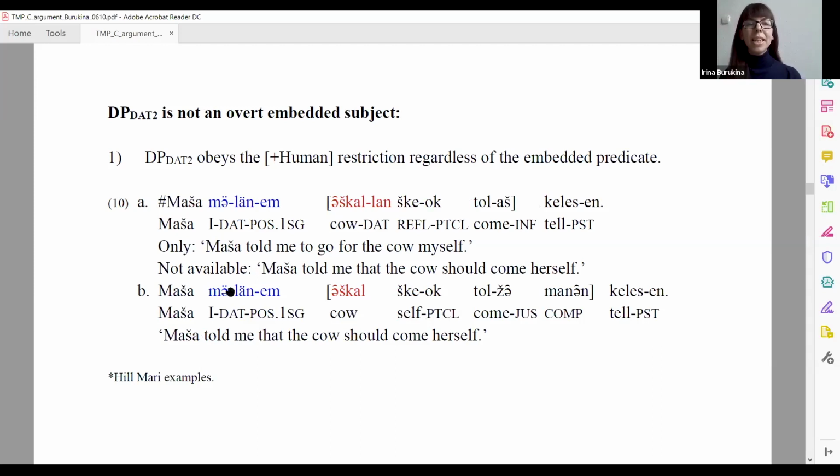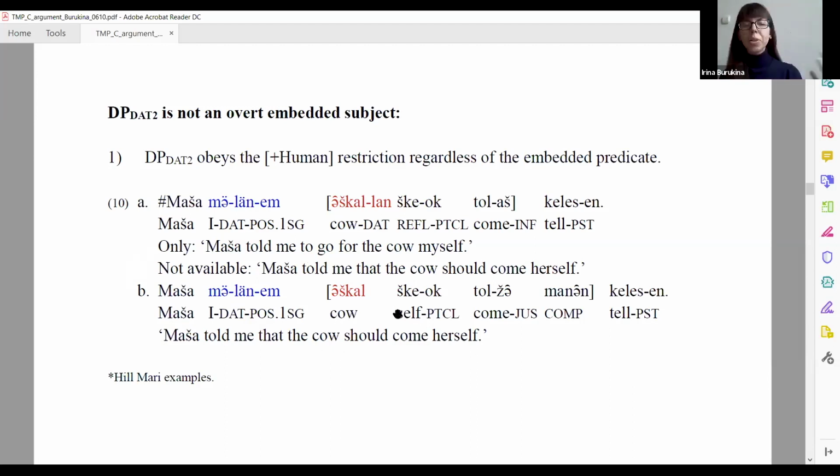well, the dative DP does not look like an overt embedded subject. First of all, it is restricted, and it must obey this plus-human restriction, regardless of the embedded predicate. So in principle, I can take a finite clause with a non-human subject and embed it under a speech-act verb and get this order interpretation. So examples like 10b are grammatical. Masha told me that the cow should come herself. This is fine, this is perfect.